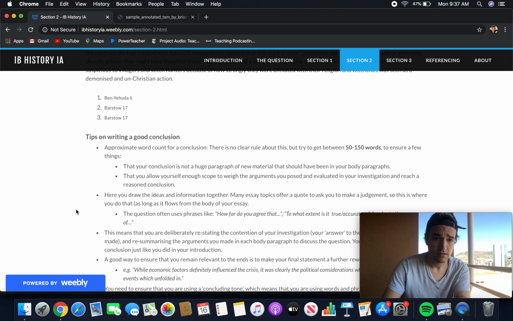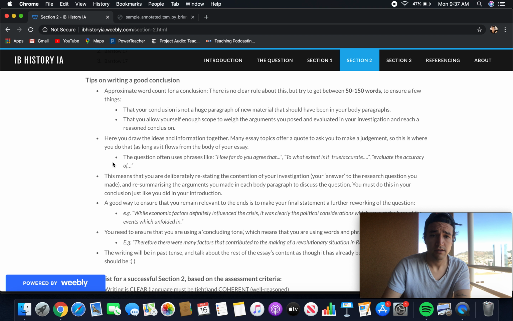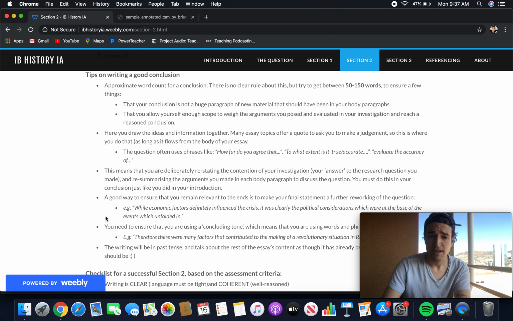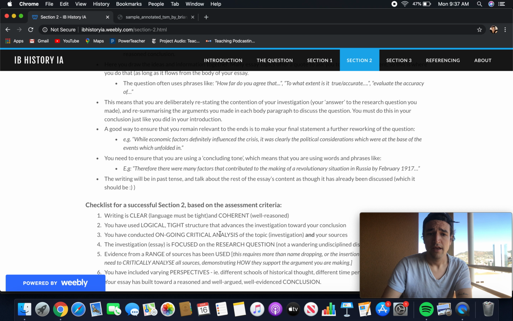Okay? Here are our tips on writing a good conclusion. Some of you guys kind of struggled with this. Restating the thesis works, kind of giving an answer. It's like a good wrap-up. The writing will be in past tense and talk about the rest of the essay's contents that has already been discussed, which it should be. Smiley face.